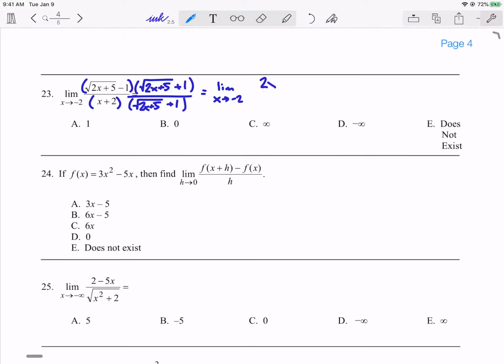Multiply out the top, I've got 2x plus 5 and then minus 1, so that's going to become 2x plus 4. And then on the bottom, I've still got the same thing. I'm not going to multiply that out. It'll just get messier.